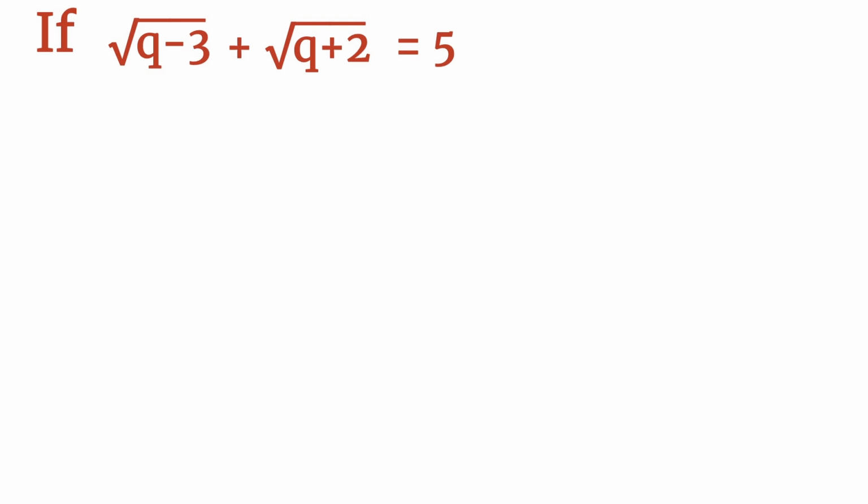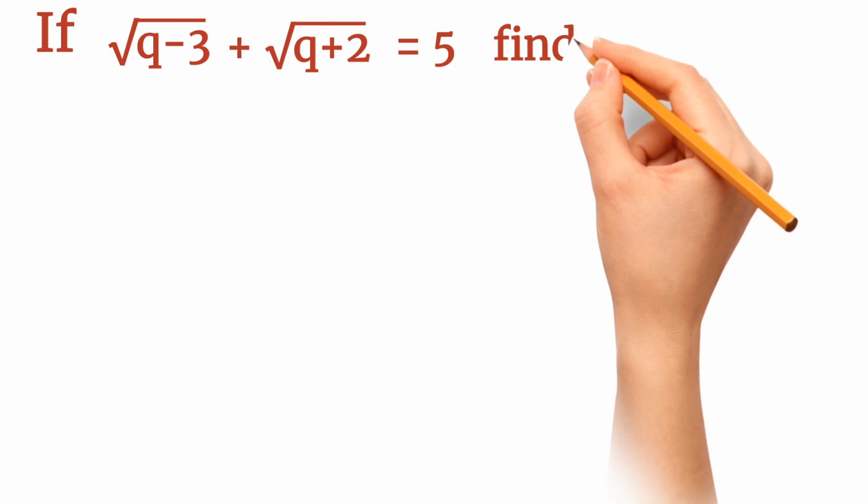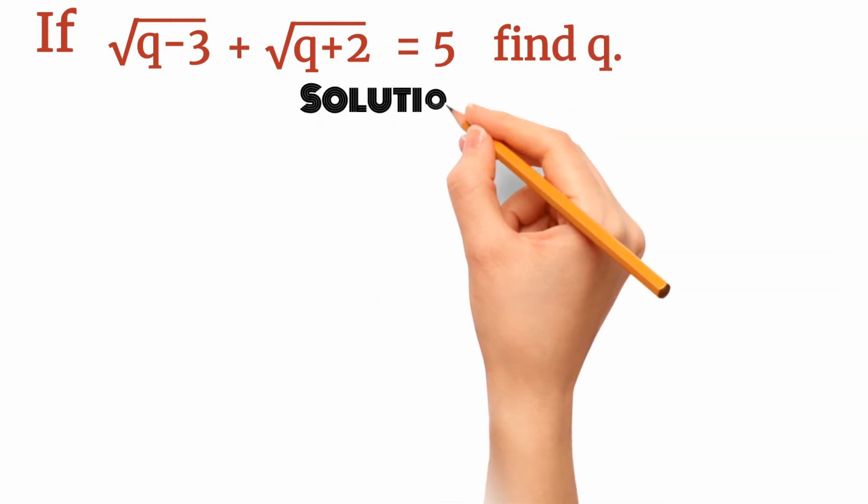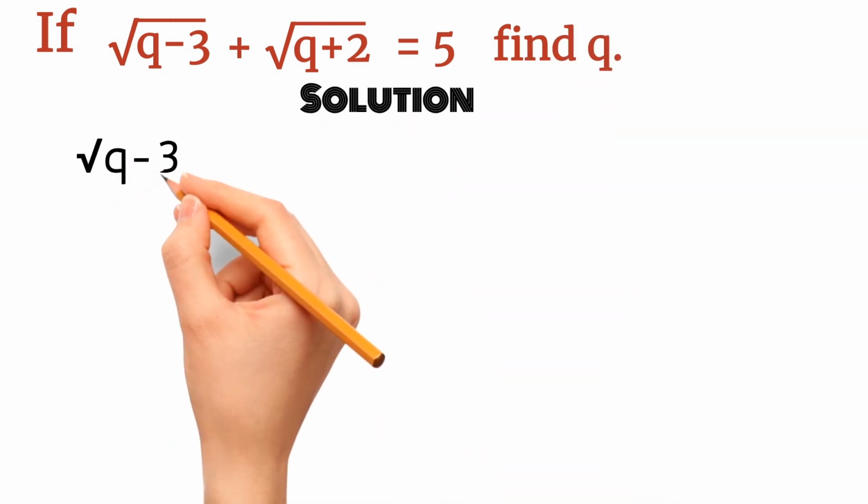Compulsory question number 3. If root of q minus 3 plus root of q plus 2 is equal to 5, find q. So we're going to find q. Now listen to me attentively.